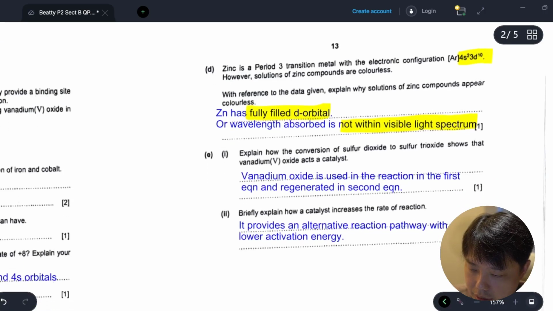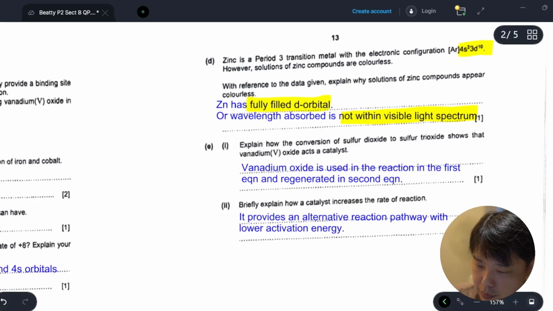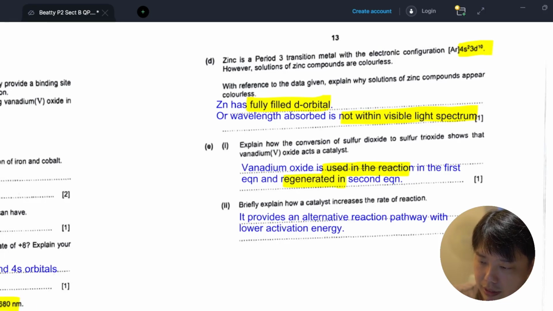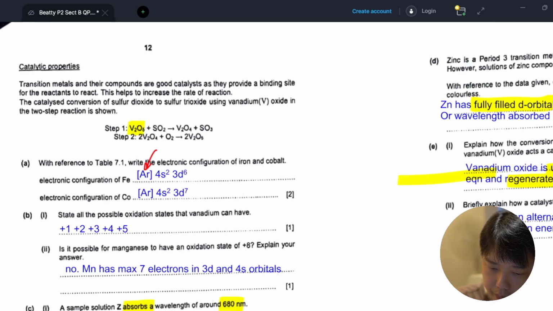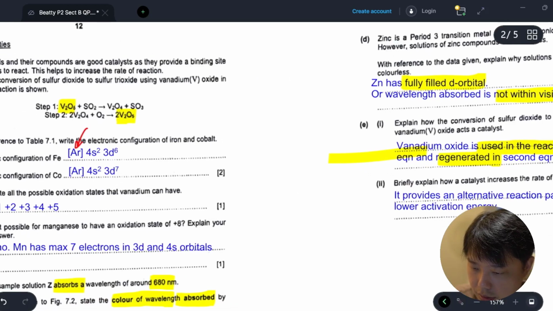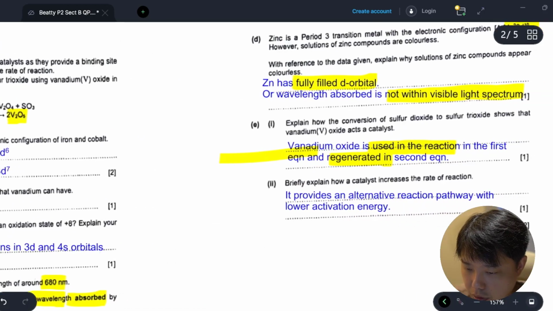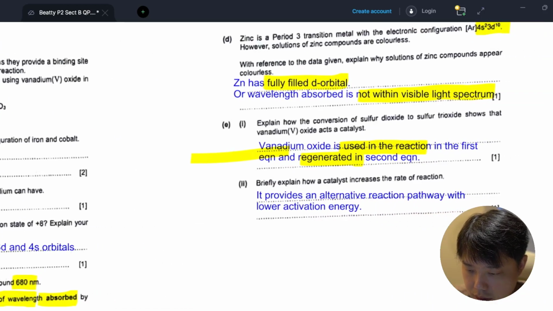Last part: explain how the conversion shows that vanadium(V) oxide acts as a catalyst. It acts as a catalyst because it is used up in the first equation and is regenerated in the second equation. So let's take a look. Vanadium here is being used up, and then it is regenerated as a catalyst. This is one example of a homogeneous catalyst. It itself reacts and then is regenerated at the end.